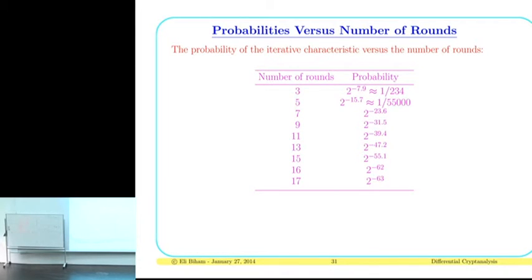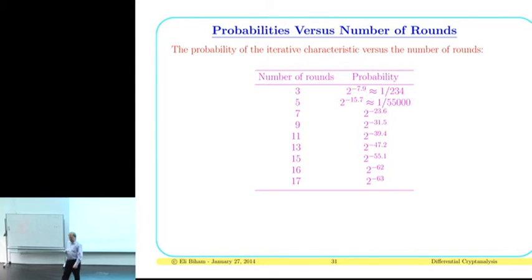And this is why the complexity of attacking DES by differential cryptanalysis is 2 to the 47. And even in 15 rounds, you see, it's still 2 to the minus 55. In 16 rounds and more, it's not useful, because the time that we need to choose random plaintexts till we find the first right pair will be more than regular exhaustive search.